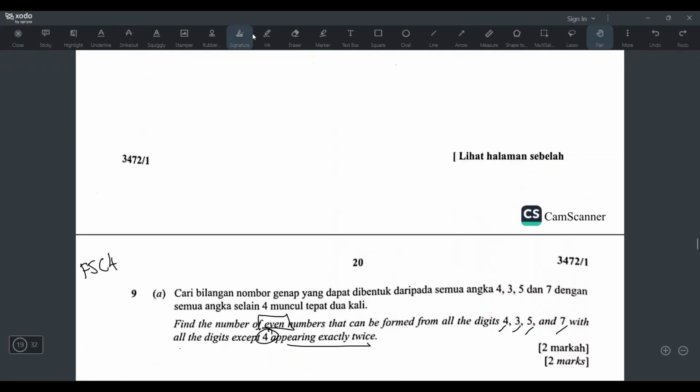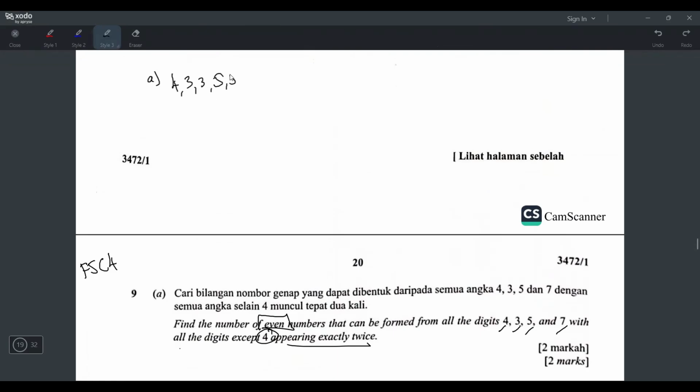Okay, let's go. 9A. They want a number of even numbers, but let's look at what options we have. We have 4, 3, 5, 7, but they said with all the digits except 4 appearing exactly twice. It means every digit here will appear exactly twice, but except 4 lah. So 4 appears once, 3 appears 2 times, 5 appears 2 times, 7 appears 2 times. So this is the option we have. So we have how many options? 1, 2, 3, 4, 5, 6, 7.